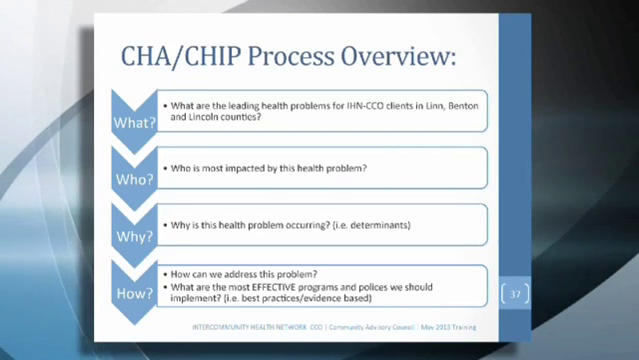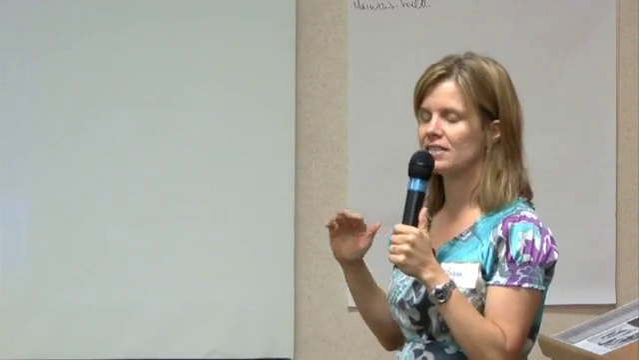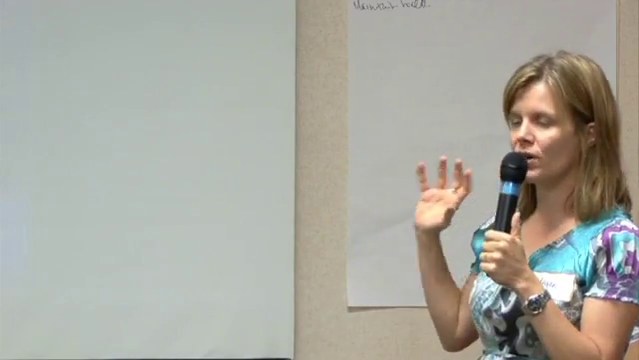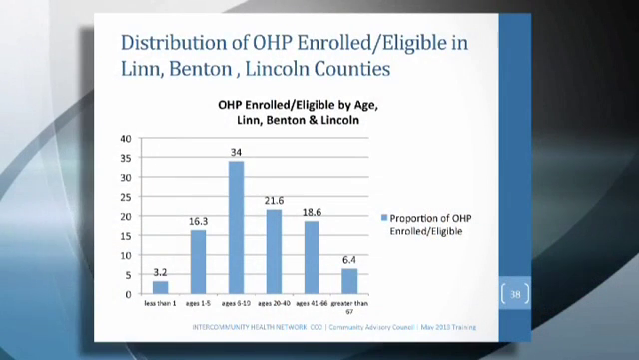And so what works, how we should do this for IHN, CCO clients, may look different for another population group. And it's important to make sure that those voices are at the table to make sure that their needs are being met. So I just wanted to show you, the next slide here is when I looked at the time that I had to pull some data for this presentation, I asked DHS for numbers on OHP eligible and enrolled for the 3 counties. And this graph here will show you the age distribution, right?